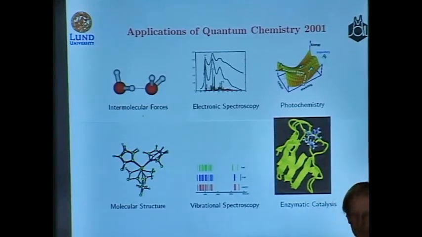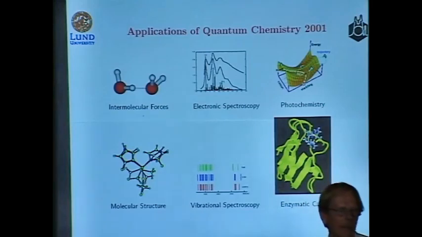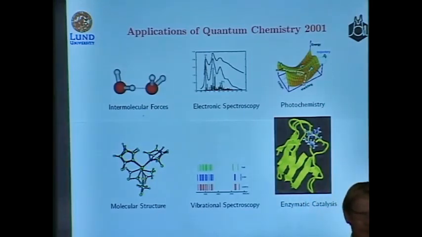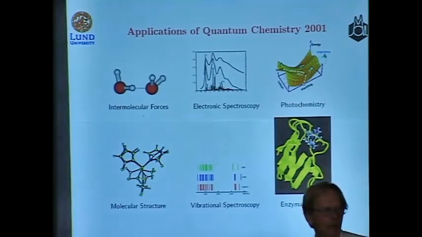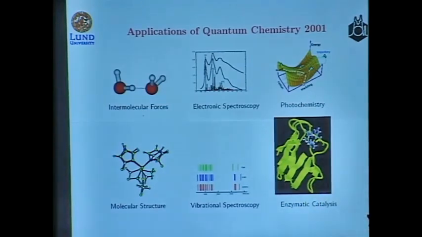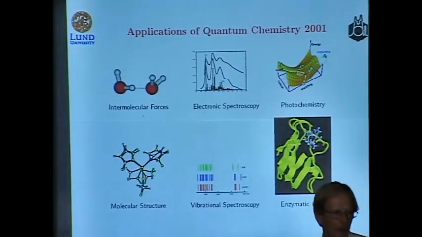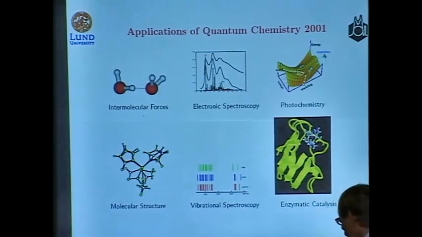I have a friend in Stockholm, Professor Per Siegbahn, who's done very, very important work on enzymatic catalysis, trying to understand the mechanism of the reactions that take place in cytochrome C and photosystem 2, etc. Very successfully. So it's a very, very powerful approach to understand.